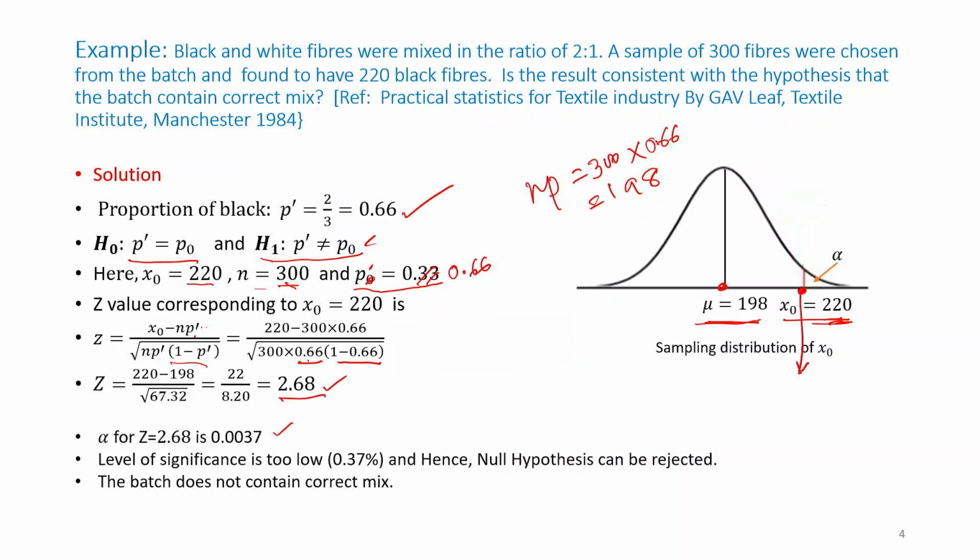So that means Z here is actually 2.68. And the value of alpha for this Z, the area of the curve which is beyond this, shown here by alpha, is only 0.0037. So the level of significance is very, very low. In percentage terms, it is only 0.37%, and hence the null hypothesis can be rejected. The batch does not contain, therefore, the correct mix. That is the conclusion that we are going to take in this case.